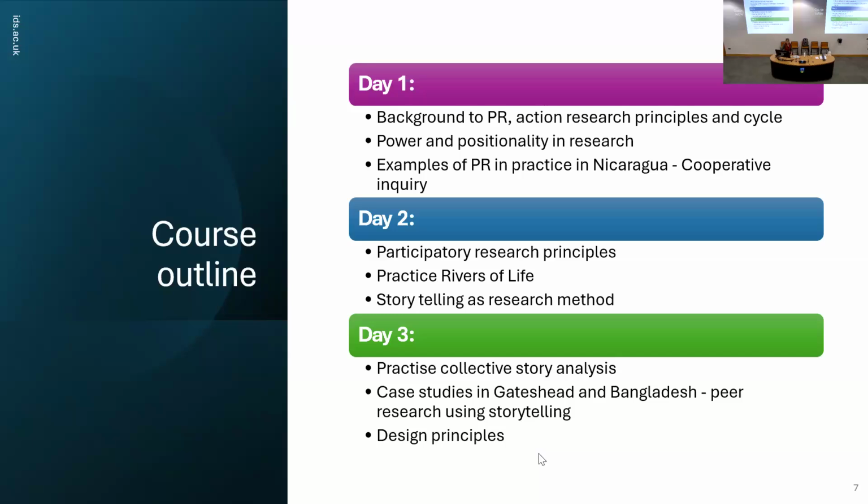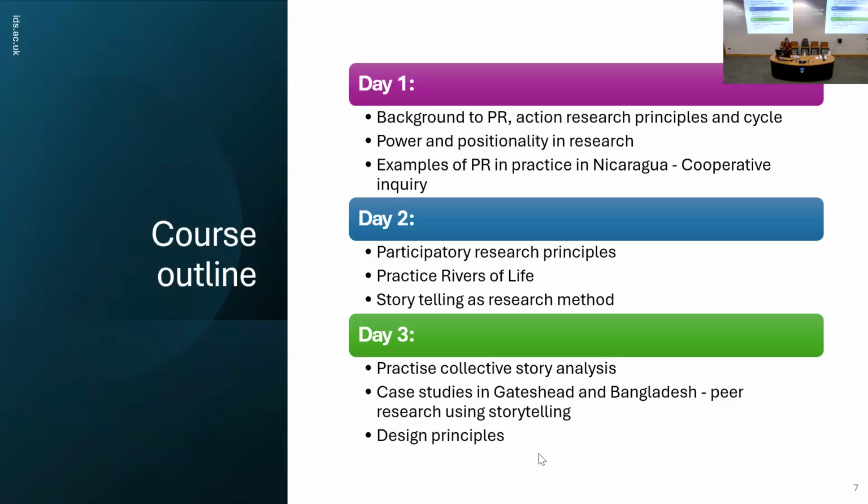And we do a practice of rivers of life. All the participants will do their own river of life. I should say there's homework on this course. Because this is online and it's only 3 hours, there's a bit of work to do after the course when you will draw your river of life. And then in day 2, we do an exercise where we present them and discuss. And so you actually get to practice that method.